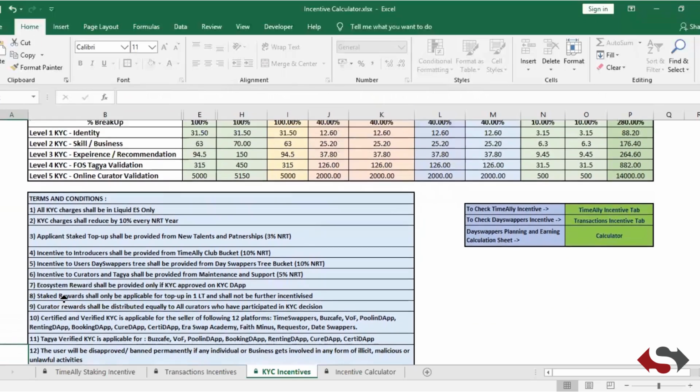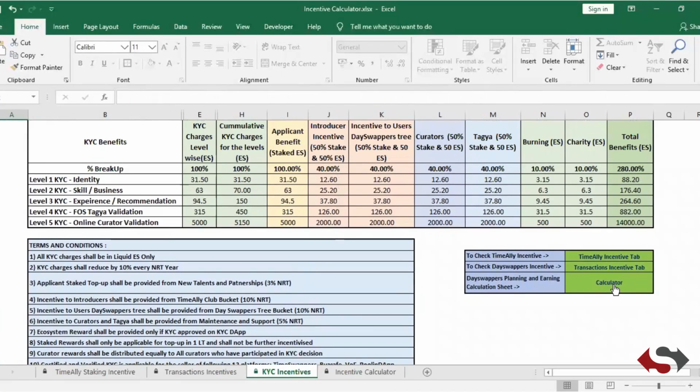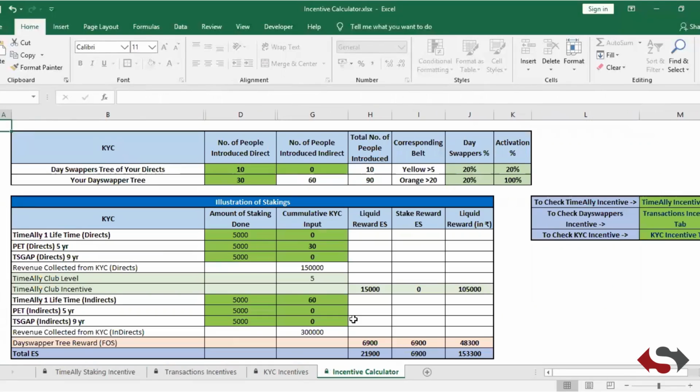Okay, so now let's move on to the calculator. Now I guess you have understood how the payout and the structure is going to be. So let's take an example. I'm just saying, how many of the people am I introducing?